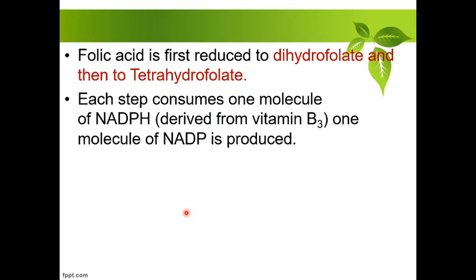And in each step it consumes one molecule of NADPH. देखो reduction हो रही है ना? It means that hydrogen is required, right? One mole derived, and from where is it derived? This is vitamin B3, niacin, right? So this is the niacin, a niacin derivative. One molecule of NADP is produced. It's obviously बात है, hydrogen add हो गया folic acid को. So what will be the end product? NADP.